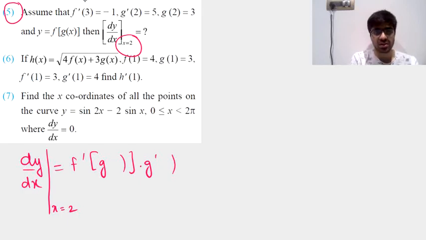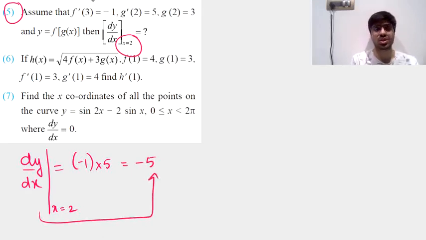So that's going to give us a g of 2 and a g dash 2. So g dash 2, that will be 5. Then there is g of 2, which will be 3. And f dash of 3. F dash of 3 will be minus 1. So then there is minus 1 into 5. This will be equal to minus 5. So that minus 5 is the answer for the fifth question.